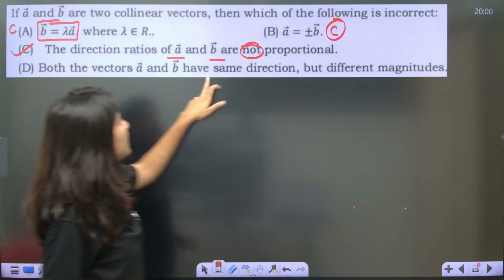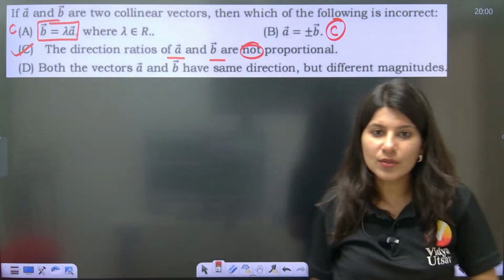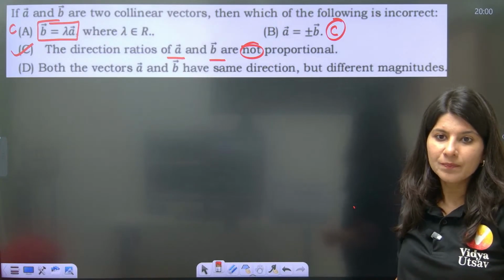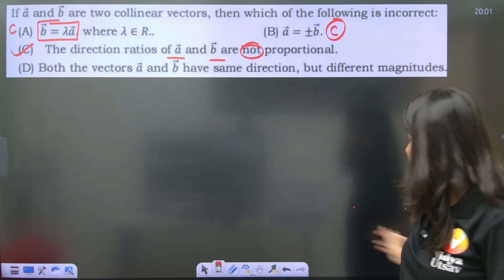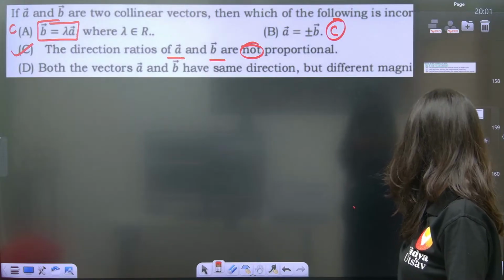Now, both the vectors have the same direction but different magnitudes. Yes. So A and B can have the same direction but different magnitude. So this is also correct. So option C is wrong.